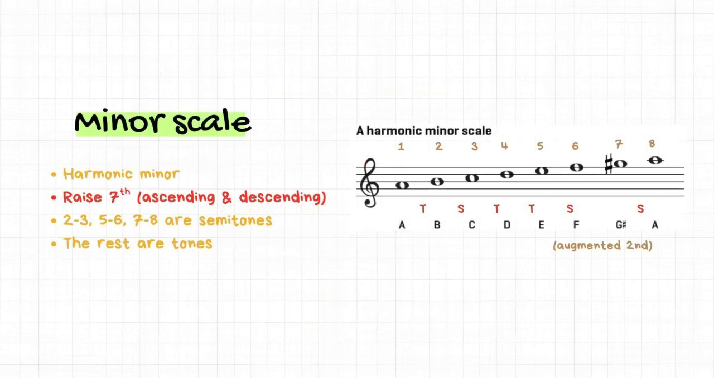In harmonic minor, we raise the 7th note in both ascending and descending. In the harmonic minor scale, 2, 3, 5, 6, and 7, 8 are semitones, and the rest are tones except for the 6 and 7 will be an augmented second interval. This is a key feature for harmonic minor. In this example, we see A harmonic minor, which has no key signatures, and we raise the 7th note G to G sharp.